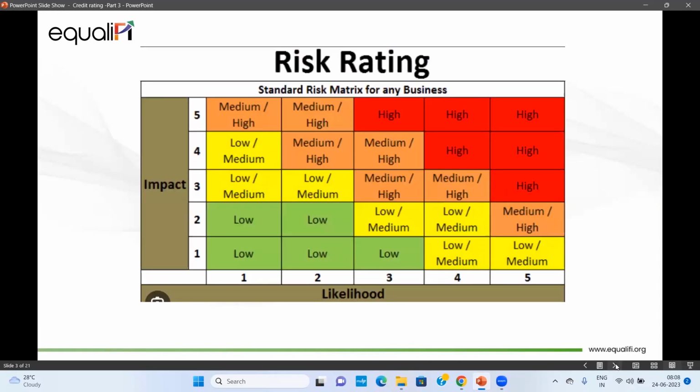So this is a risk return matrix where the likelihood of default and the impact, these are the two given on the scale, where it is low, medium, low, medium, medium, and high.